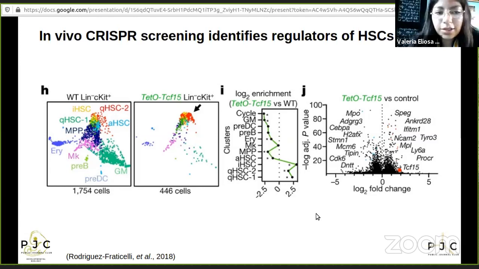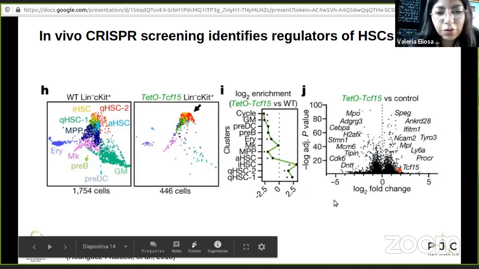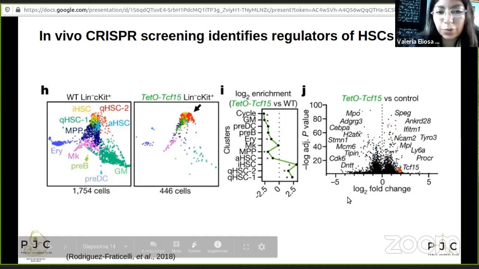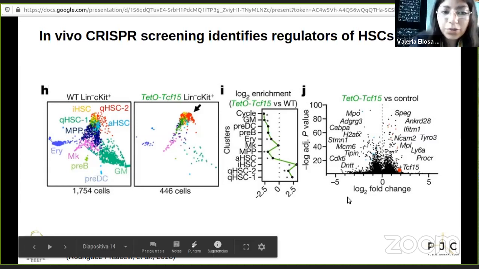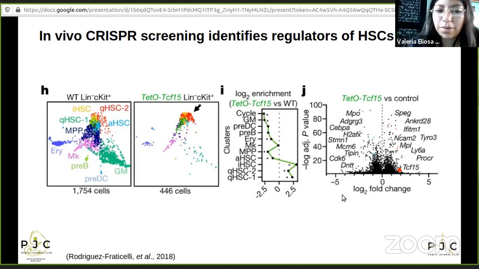And to see which genes are involved with the transcription factor, they made a differential expression of the cells with the transcription factor overexpressed versus the control. And they found almost 200 genes involved mostly in quiescence regulation. So these results indicate that the expression of TCF15 is necessary to keep the long-term repopulation capacity in the low output stem cells, and it is essential also to maintain the quiescence of the hematopoietic stem cells.